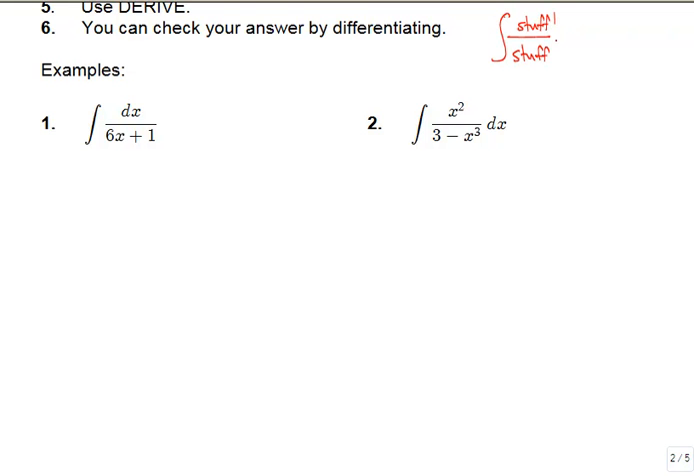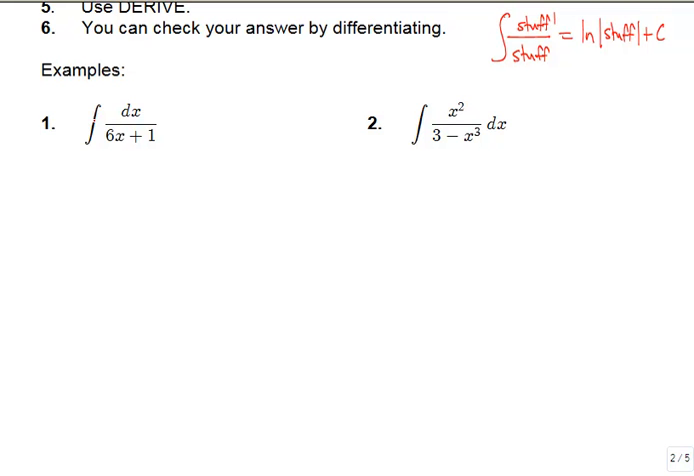And if it is in that particular form, if you recognize that pattern, then that's just going to have as its antiderivative the ln of the absolute value of that stuff in the denominator. So when I see a fraction, I immediately check to see, is it possible that it could be a stuff prime over a stuff? Or is it possible to make it turn into stuff prime over stuff?